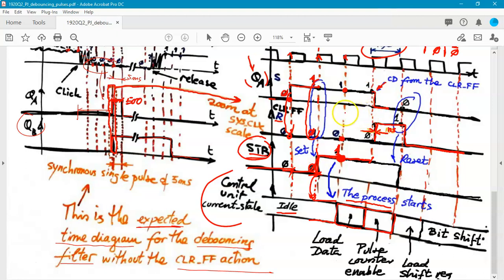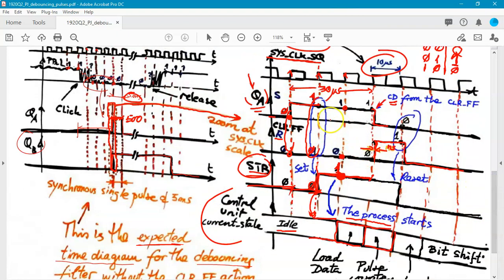So instead of being high for 5 milliseconds, according to this interface, the QA is set high only about, you see, 30 microseconds. That's all that QA lasts. It goes down because it's connected to the clear direct. All right. So let's see what happens with the flip-flop now.